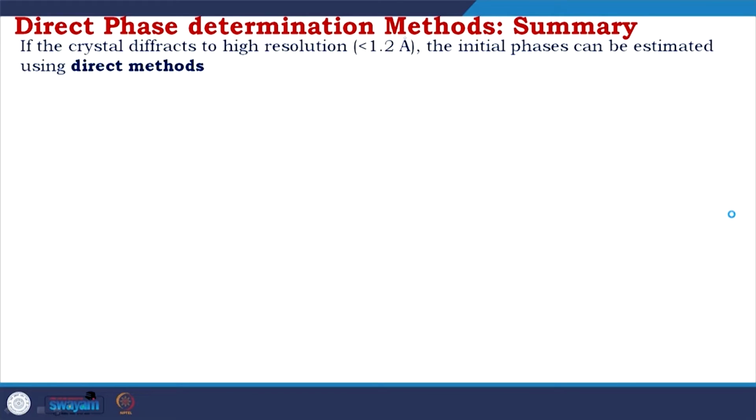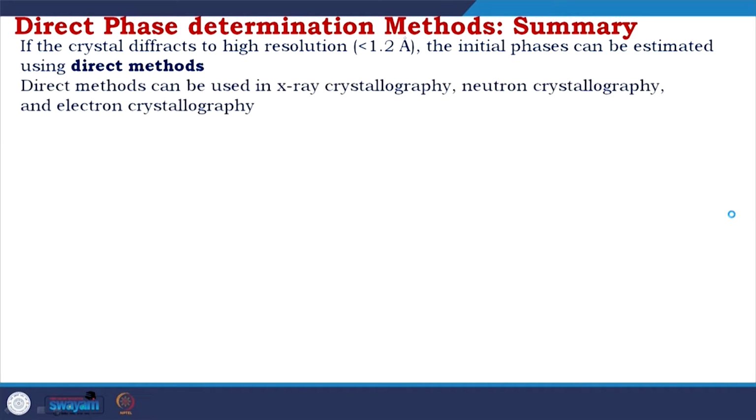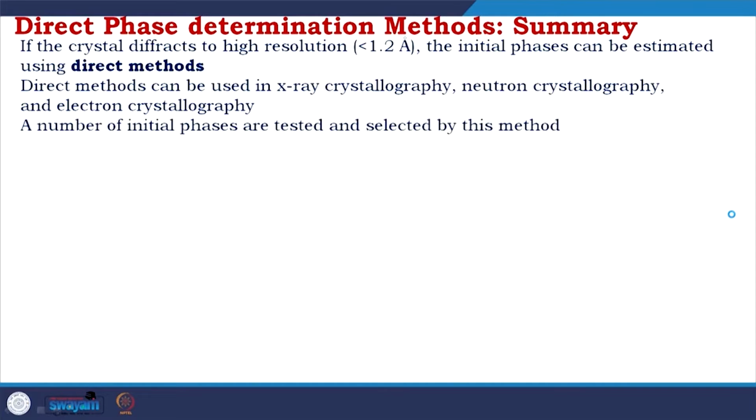Let us get a summary of this. There are three methods: one is called the direct method, one is called the Patterson function based method, and another is called the brute force method. If the crystal diffracts to high resolution, less than 1.2 angstrom, the initial phases can be estimated using direct methods. Direct methods can be used in X-ray crystallography, neutron crystallography and electron crystallography. A number of initial phases are tested and selected by this method.